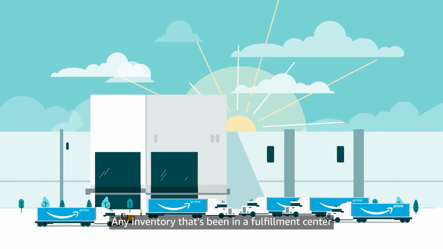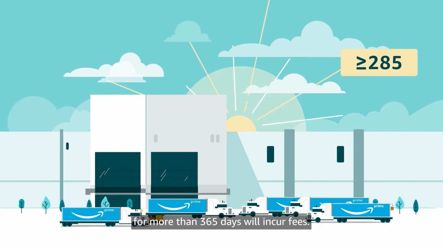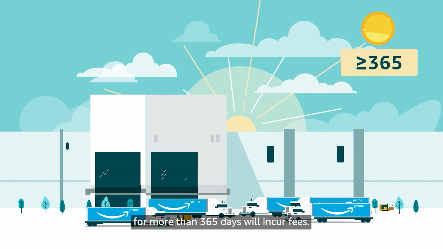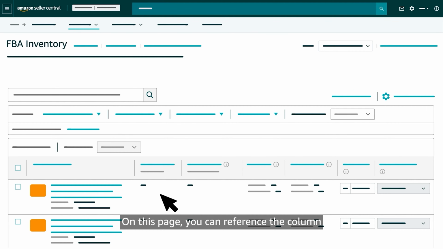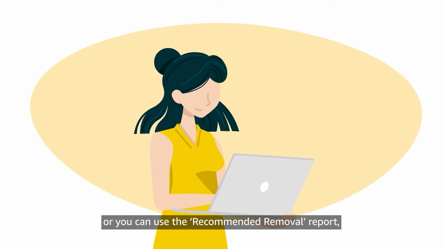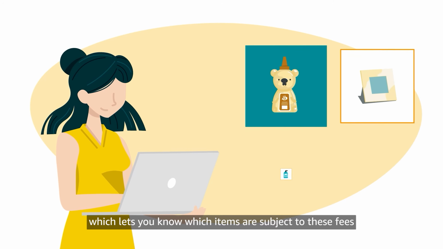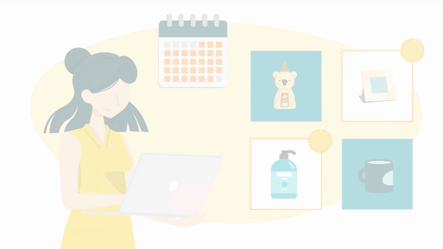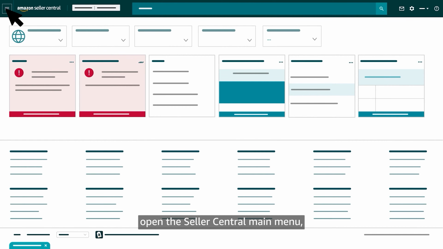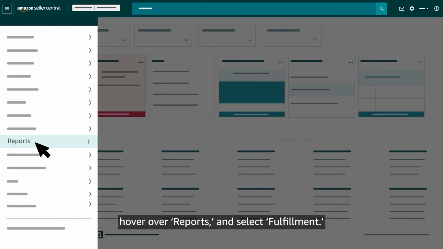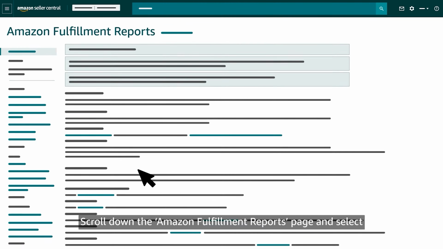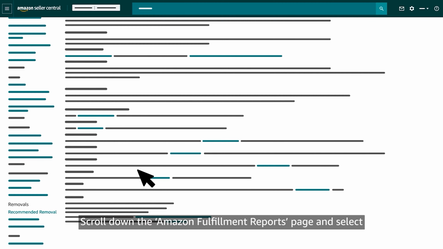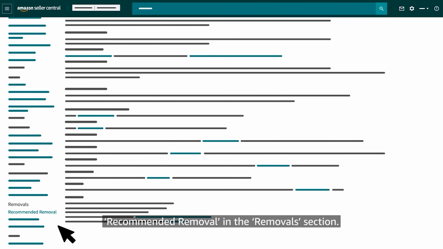Any inventory that's been in a fulfillment center for more than 365 days will incur fees. On this page, you can reference the column for the estimated long-term storage fee, also known as the aged inventory surcharge, or you can use the recommended removal report, which lets you know which items are subject to these fees up to 30 days before each charge date. To access the report, open the Seller Central main menu, hover over Reports, and select Fulfillment. Scroll down the Amazon Fulfillment Reports page and select Recommended Removal in the Removal section.